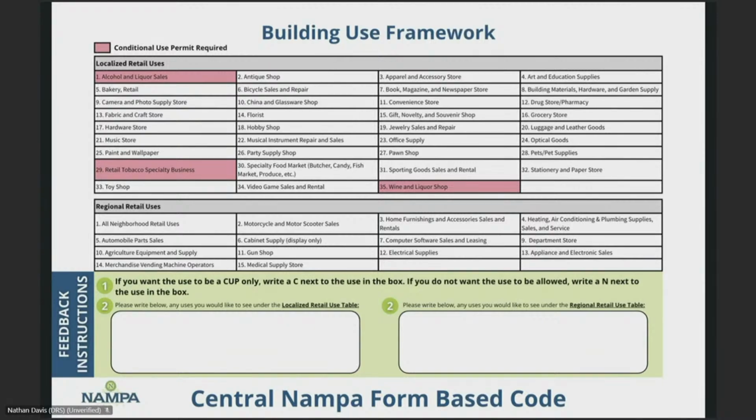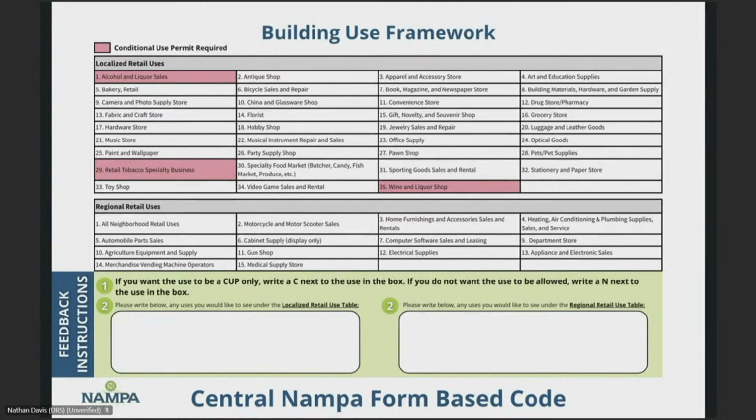So, building use frameworks. Again, the things that we've been told so far that would be conditional use permits: alcohol and liquor sales, retail tobacco, and wine and liquor shops. Now, if you want to add other ones, write them in the boxes. If you want to use anything else, please tell us what you want added or subtracted. Again, we're not saying you have to do this right now. Please take some time and think about it.